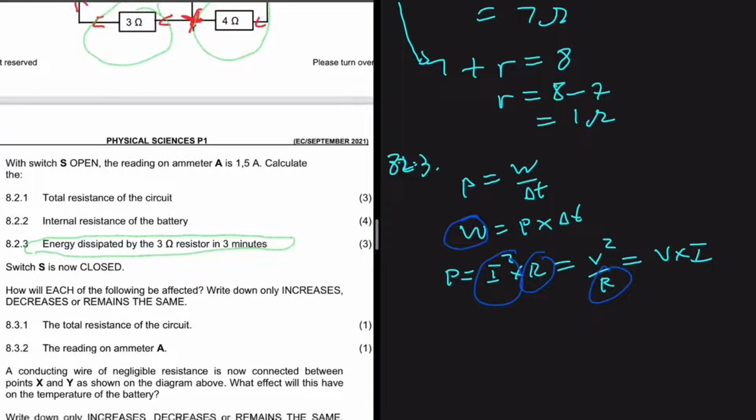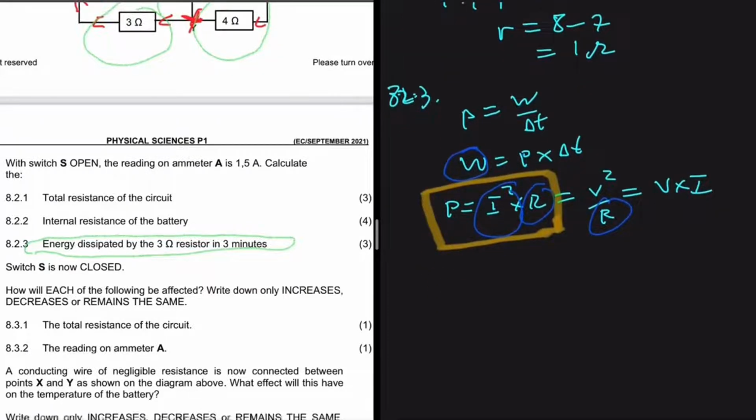So what we're going to do here is use this equation, because we have the variables that allow us to do so. Now the work is equal to the power. In place of the power, we're going to have 1.5 for the current, squared, multiplied by the resistance, which is 3, multiplied by the change in time, 3 minutes.